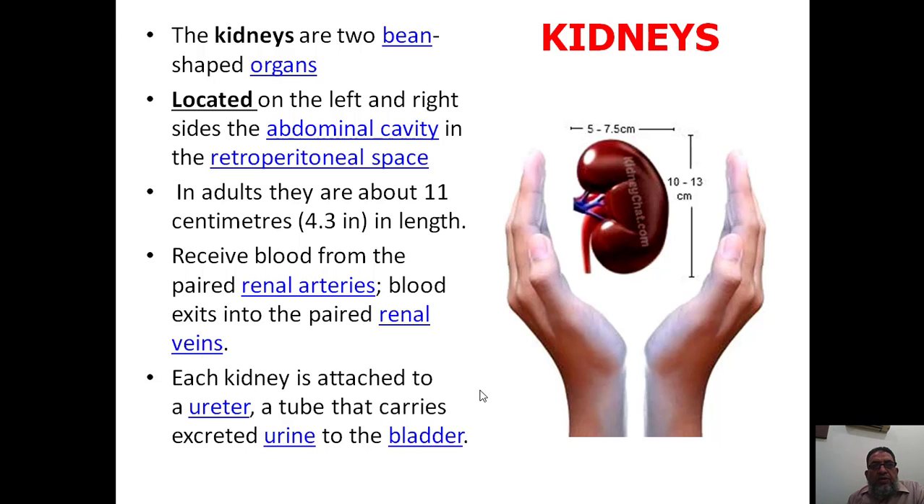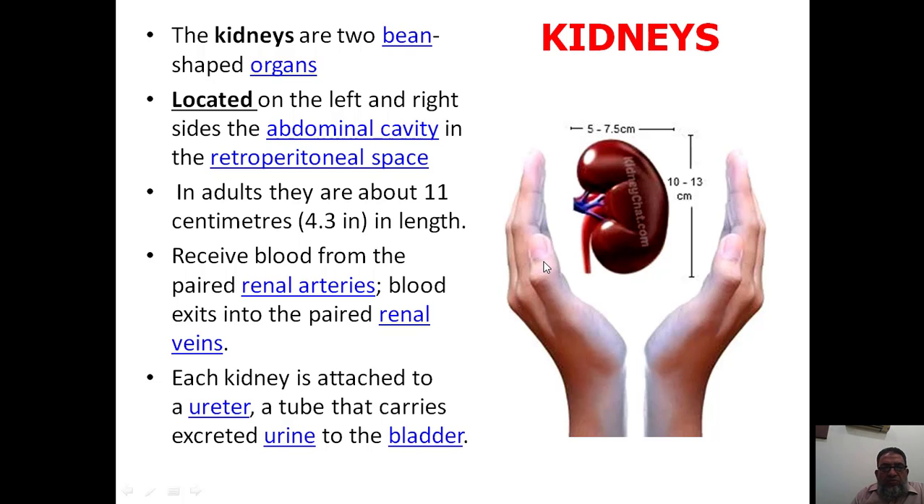Now, let us first discuss the kidneys. They are two bean-shaped organs, that is, oval in shape, located on the left and right side of the abdominal cavity in the retroperitoneal space in the paracolic gutter. In an adult, they are about 11 centimeters, 4.3 inches, in length, as this diagram depicts. The width is about 5 to 6 centimeters, and the breadth is about 2.5 to 3 centimeters.